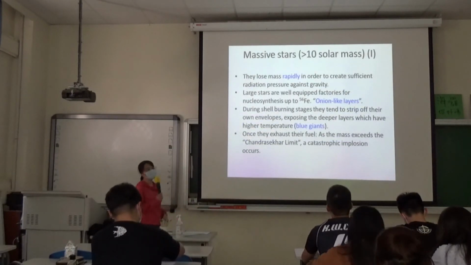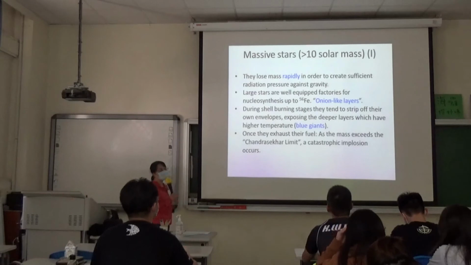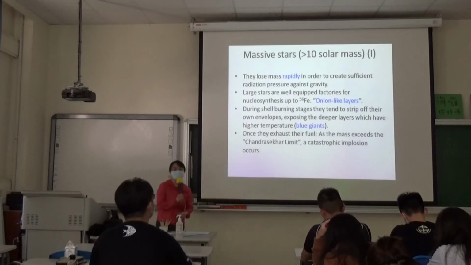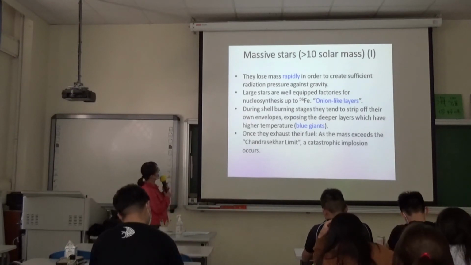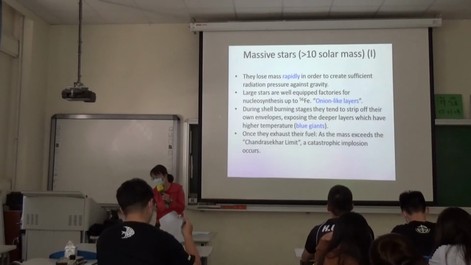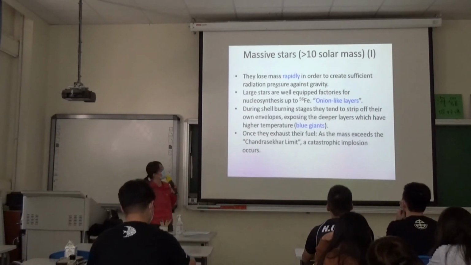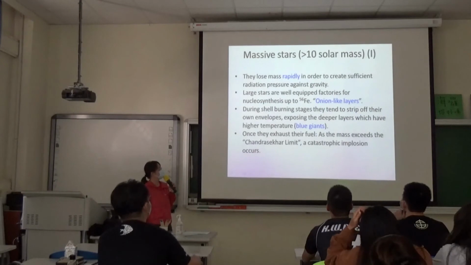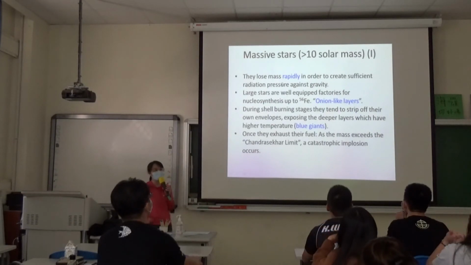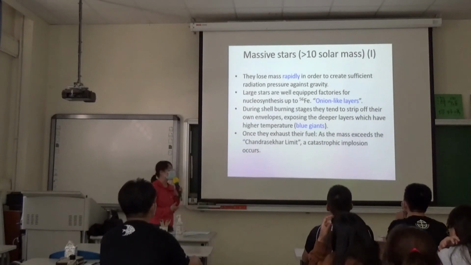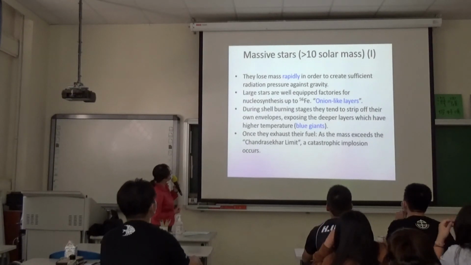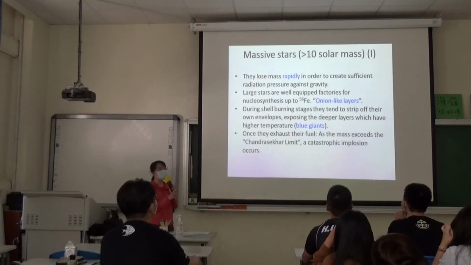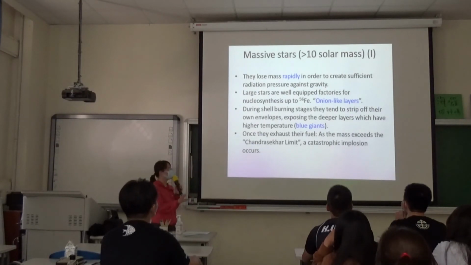Alright, so now we will talk about the last part, which is the massive star. Here we say the definition is more than 10 times the solar mass. It will lose its mass very rapidly in order to create sufficient radiation pressure against gravity. So there's a lot of pressure from the potential energy, so it will burn rapidly, and it will form an onion-like structure as Zhiying talked about.